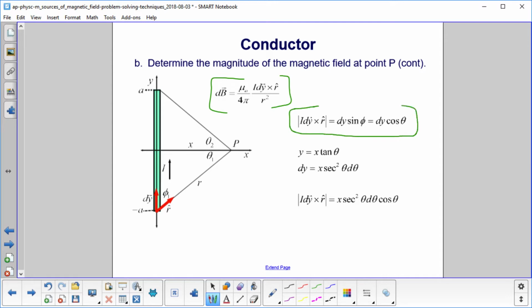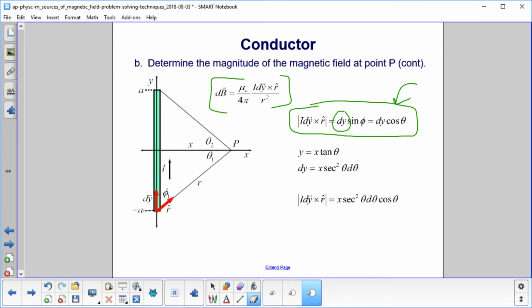The magnitude of the cross product is going to be the magnitude of each piece, which is dy and r hat. Well, the magnitude of dy is just dy. The magnitude of r hat, it's a unit vector, so that's 1. And then you need the sine of the angle between them. So that's going to be phi. We don't want to work with phi, we want to work with theta, so the sine of phi is equal to the cosine of this angle. So the sine of phi gets replaced by dy cosine theta.